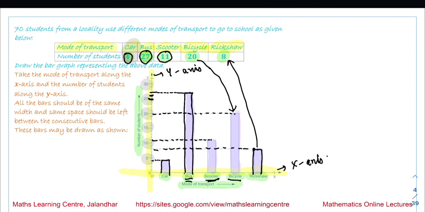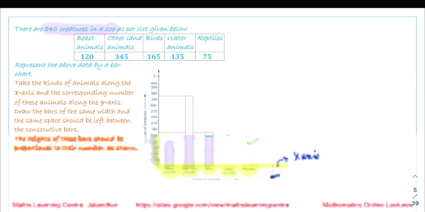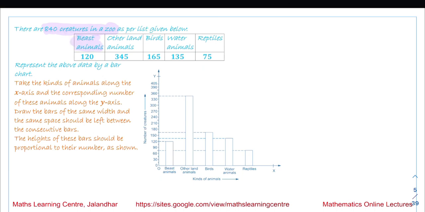Now in the next example, there are 840 creatures in a zoo, and we have listed them as below. Beast animals are 120, other land animals 345, birds 165, water animals 135, and reptiles 75. So we have to represent it on a bar graph. The same thing we are doing over here. We first draw two perpendicular axes.